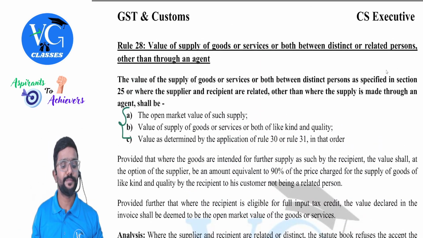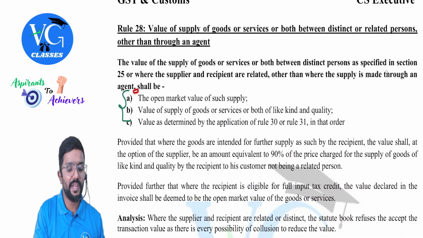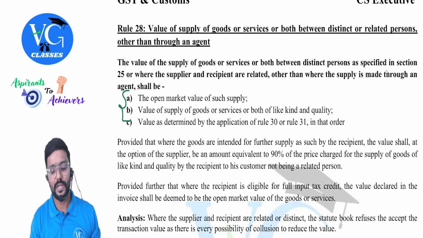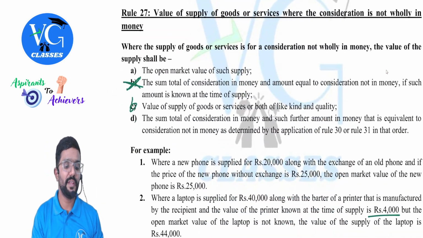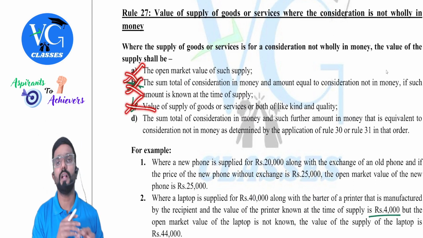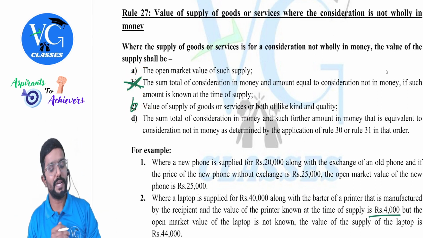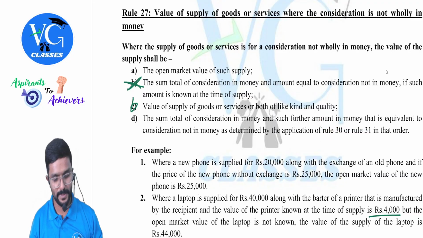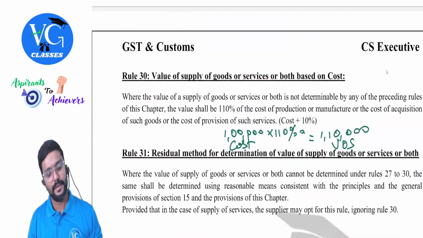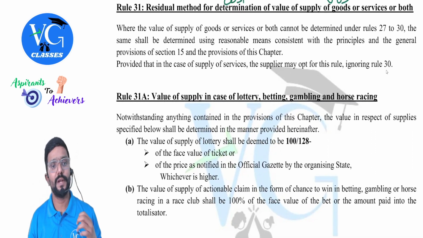Yes. Same way, in 28, A, B not possible. Even cost is not possible. Same way, rule 27, A, B, C, all three not possible. In that case, assuming rule 30 also not possible, can I go to rule 31? Yes. What is it telling?